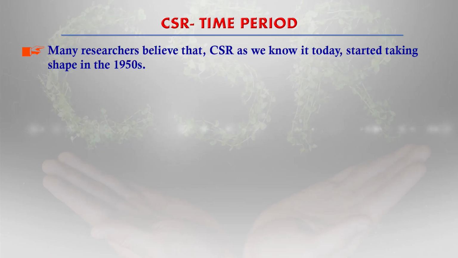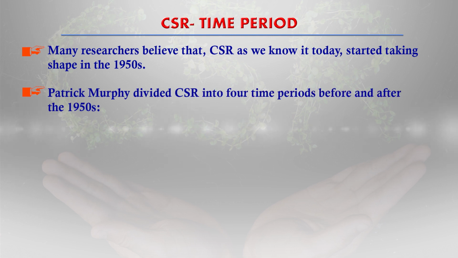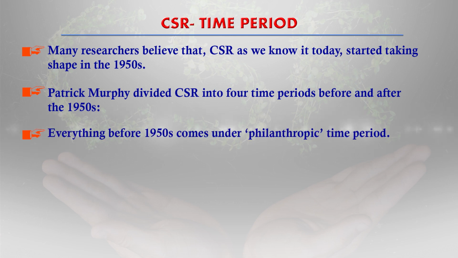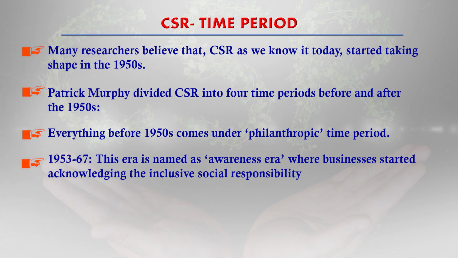So, now I will give you the CSR time periods. Like many researchers, when we look at the existing literature related to CSR, that is corporate social responsibility, many researchers believe that CSR as we know it today started taking shape in the 1950s. Patrick Murphy divided CSR into 4 time periods before and after the 1950s. Everything before the 1950s comes under the philanthropic time period. 1953 to 67, this era is named as the awareness era, where businesses started acknowledging the inclusive social responsibility.